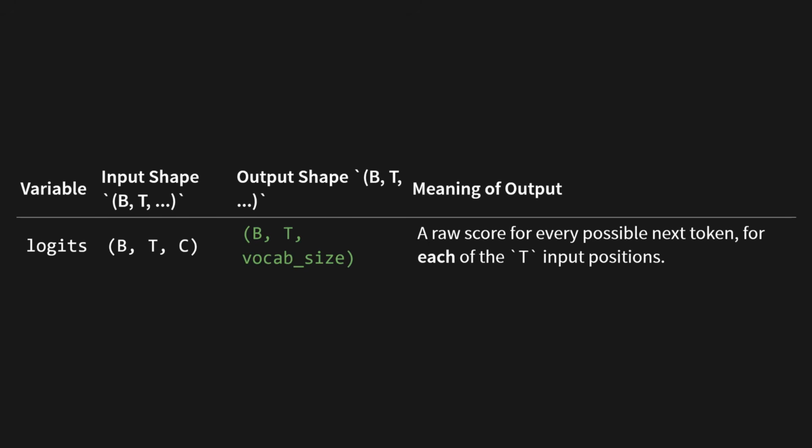Let's look at this table to see what's happening. Our input to this layer is the tensor we've been working with, a shape of BTC. The output from the LM head is a new tensor we call logits. Its shape is B by T by vocab size. And what does it mean? It contains a raw score, a logit, for every possible next token for each of the T input positions.